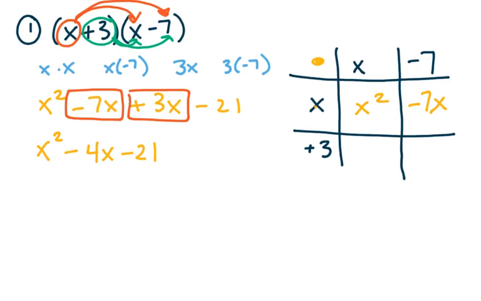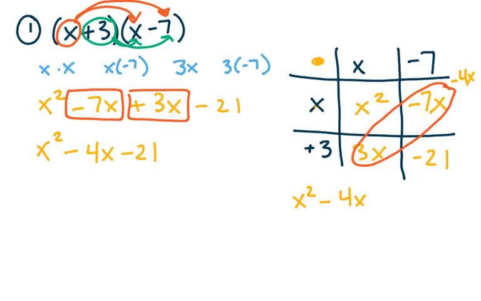Move on to the 3's now. 3 times x is 3x. 3 times negative 7 is negative 21. Combine your like terms along the diagonal. So I get a 3x minus 7x is a negative 4x. I can then rewrite my solution at the bottom in standard form as x squared minus 4x minus 21.